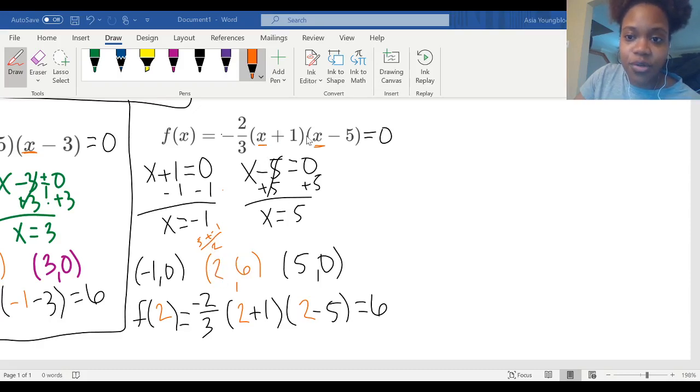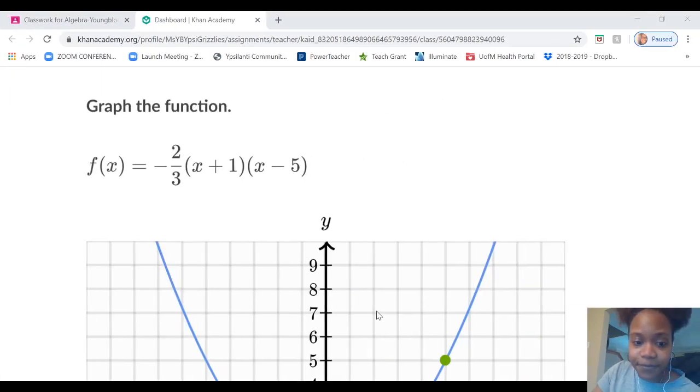And I plugged this 2 into the function to get 6. So during that whole time, this is what I was writing. I was on the wrong screen. My apologies. So take a moment and look this over if you need to, but I'm going to switch back to the browser.